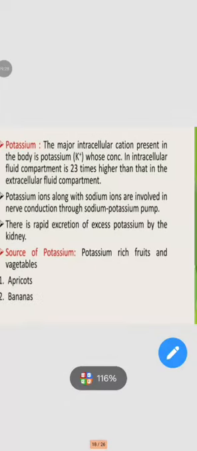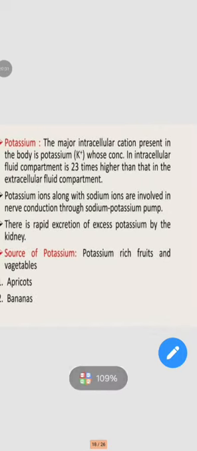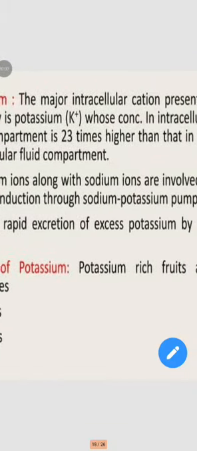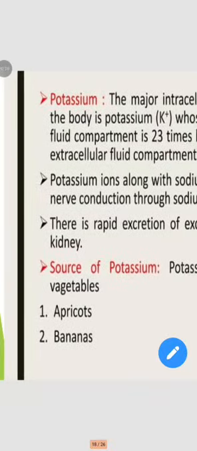The next one is potassium. The major intracellular cation present in the body is potassium, K+, whose concentration in the intracellular fluid compartment is 23 times higher than that of the extracellular fluid compartment. Potassium along with sodium ions is involved in nerve conduction through the sodium-potassium pump. There is rapid excretion of excess potassium by the kidney.